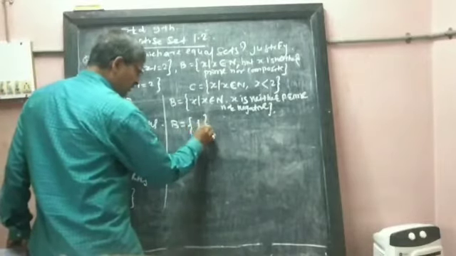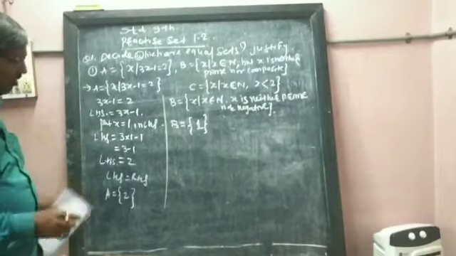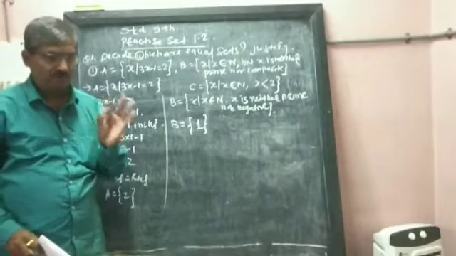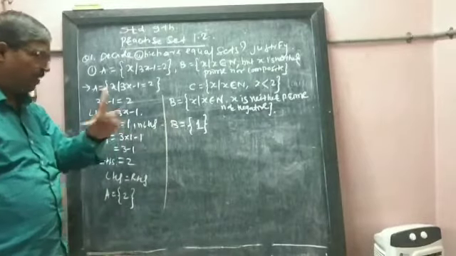Why 1? You know, 1 is not negative. 1 is not negative. 1 is a co-prime number. Therefore, the element of the set B is 1.